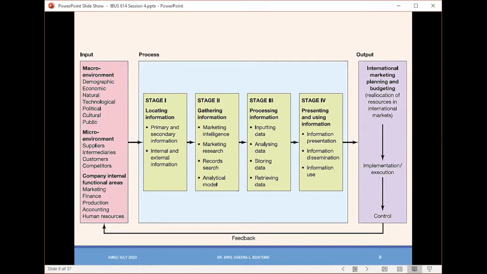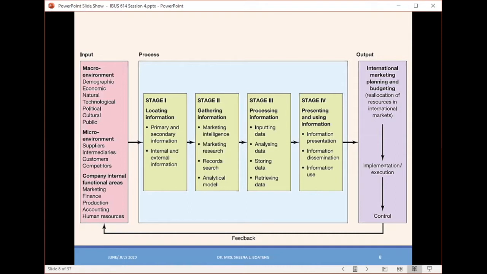Whereas the macro and micro environmental sources could be the suppliers that we work with, intermediaries, our competitors. When we look to the macro environment, we can talk about political issues, cultural issues, economic issues, issues that have to do with demography and even the natural environment. All these are sources of information that we can input into the marketing information system.